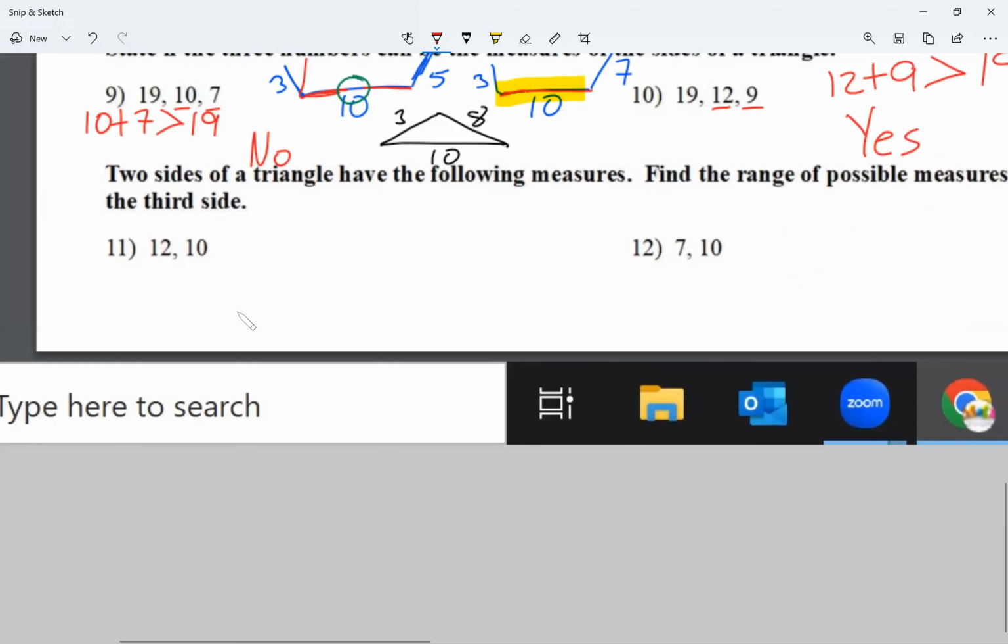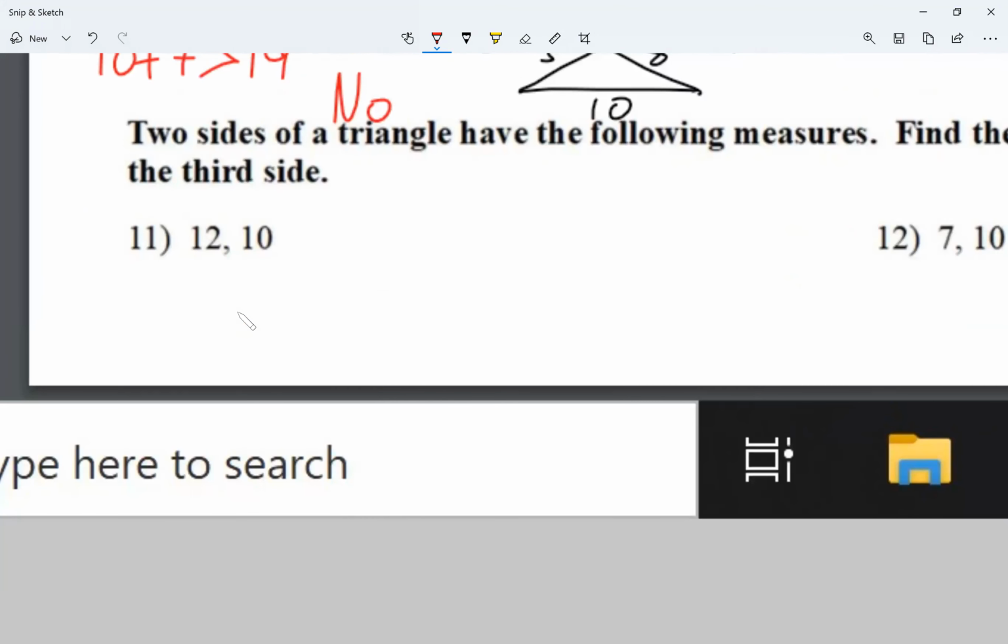Now here, I'm going to give you two sides of a triangle. So let's say I have a triangle. One side is 12, the other side is 10. Now find the range of possible measures for the third side. Basically, what are the possible values that I can get for x? I mean, for the third side. What I'm going to do, let me call the third side x.